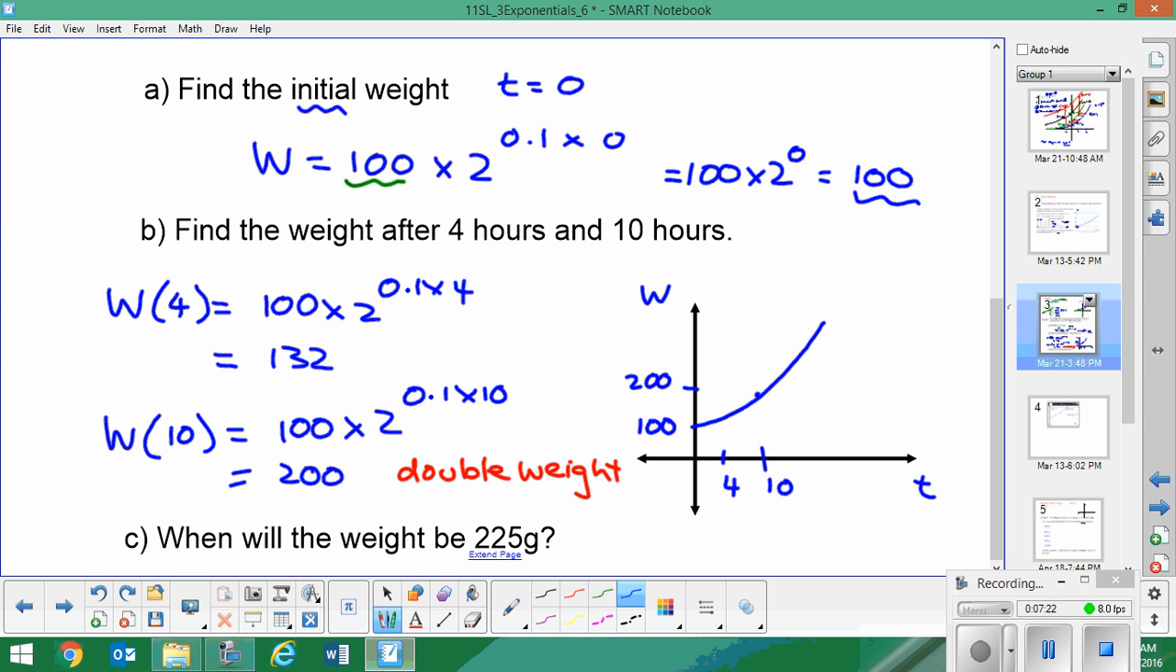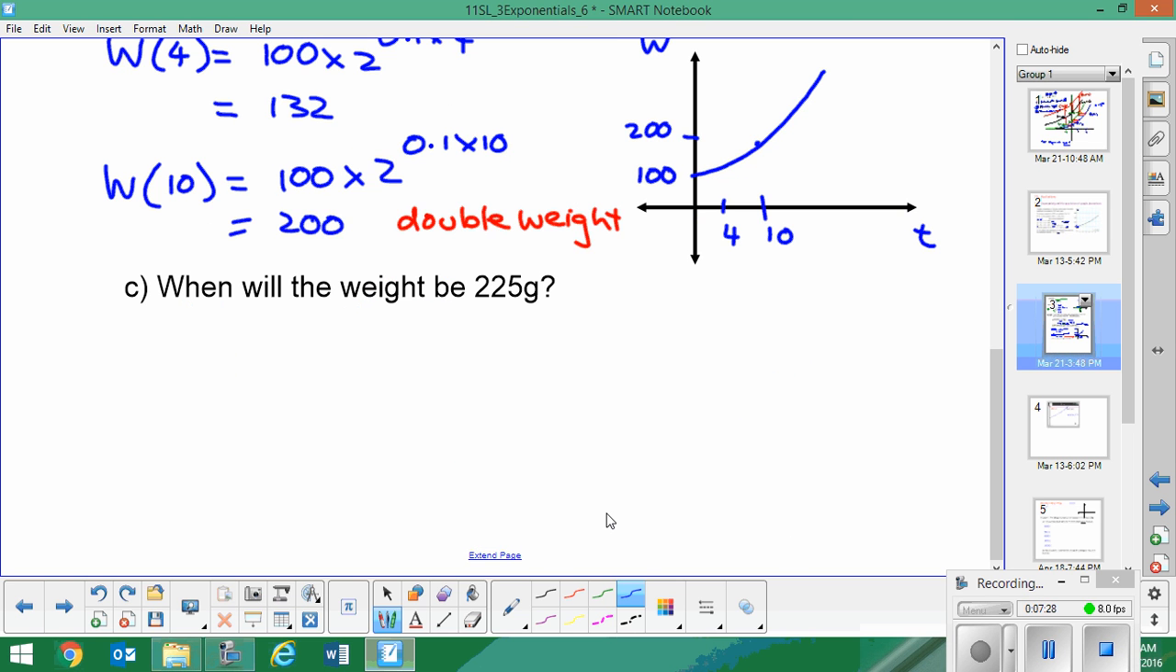The next part of the question is saying, when will the weight be 225? So what we're doing in this case is we want to solve 225 equals 100 times 2 to the power of 0.1t. Now at the moment you can't solve that algebraically. Eventually, next chapter, you'll be able to do this with logs.